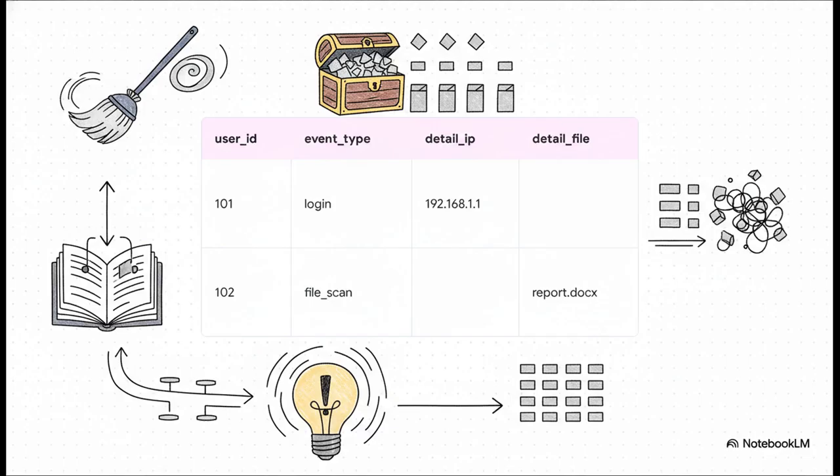We've flattened the JSON, breaking out all those nested details into their own organized columns. Now we have event type, detail IP, and detail file all separate. We can finally query, sort, and analyze this data with ease. This right here, this is the aha moment of data clean.